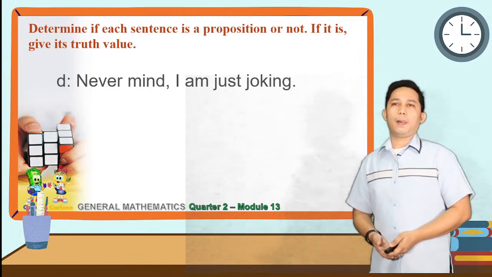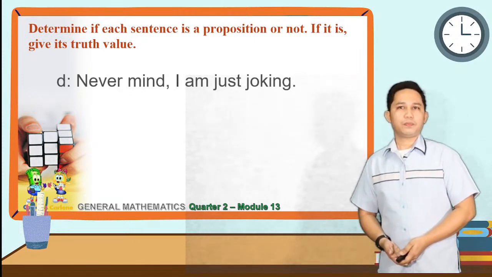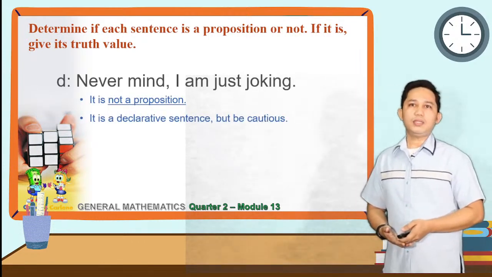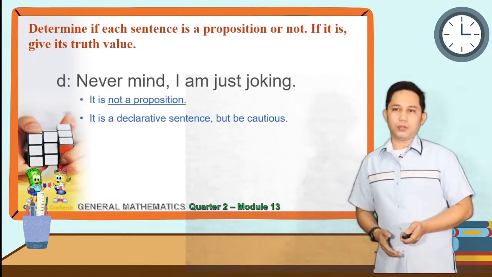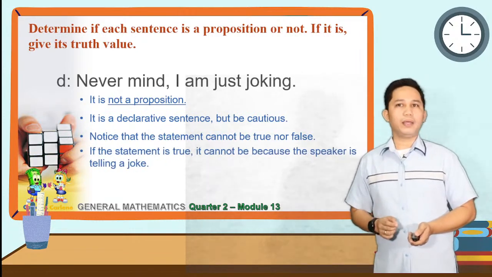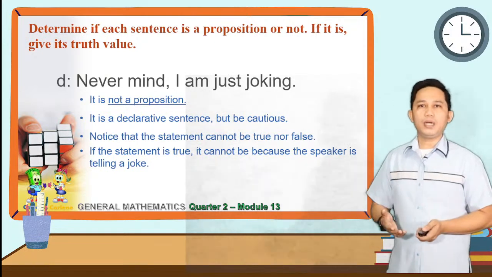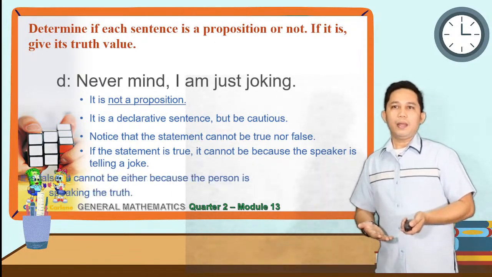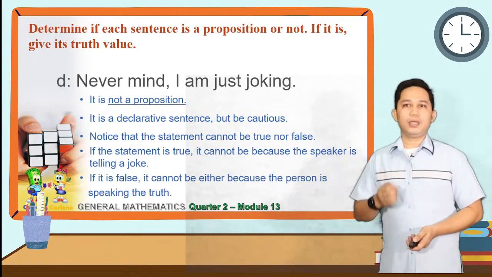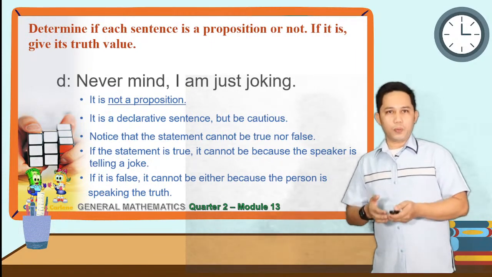Next, never mind. I am just joking. Is this a proposition or not? Yes, it is not a proposition, although it is a declarative sentence. But be cautious. Notice that the statement cannot be true nor false. Why? If the statement is true, it cannot be because the speaker is telling a joke. Then, if it is false, it cannot be either because the person is speaking the truth. So, the sentence is not a proposition.